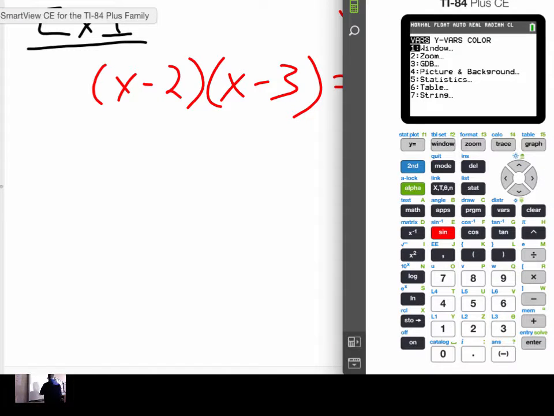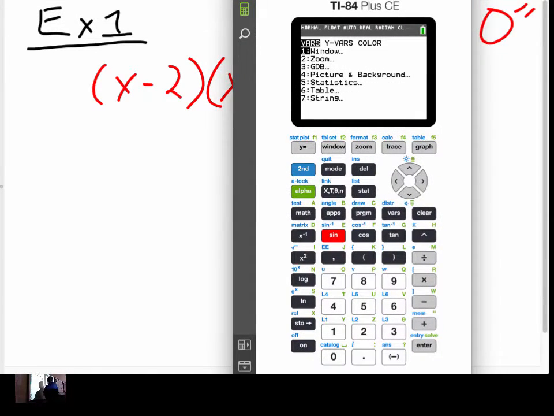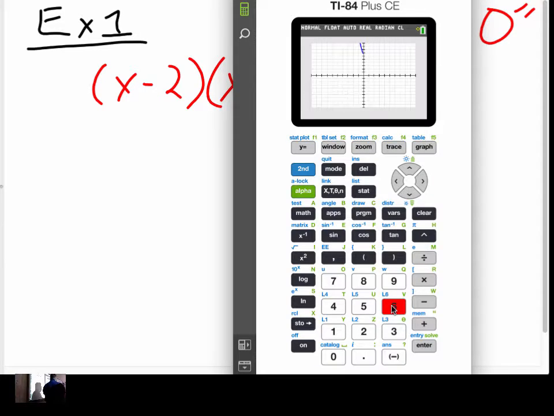So if I pull up my calculator here, I'm going to go into y equals. Oh man, I got a bunch of stuff in there. I can enter it in exactly the way that I have it. I could say x minus 2 in parentheses times x minus 3, close the parentheses, and then graph it. Let's do a standard fit, so we'll do zoom standard, and there it is.